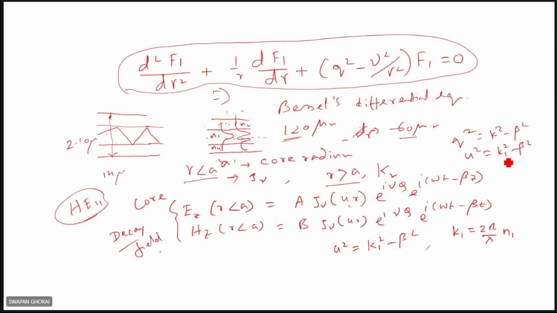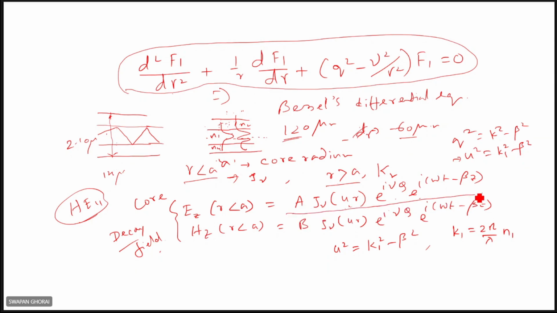So K1 square is omega square mu epsilon 1, and within the clad it will be some other values, gamma square will be there, that we will see. So that is actually K J nu U R e to the power i nu phi. This is the R function, this is the phi function e to the power i nu phi, and this is the T function, that is the Z function. So you can assume the solutions in these forms, right?